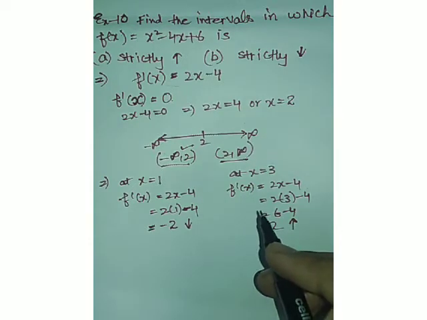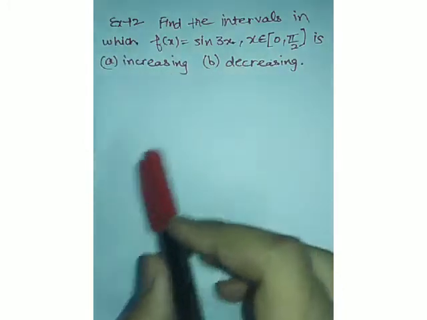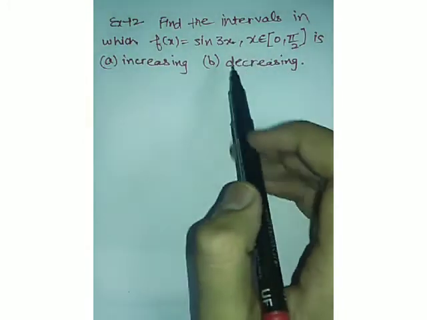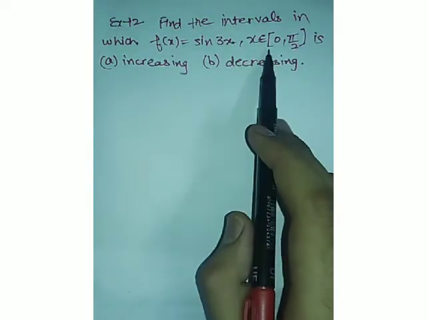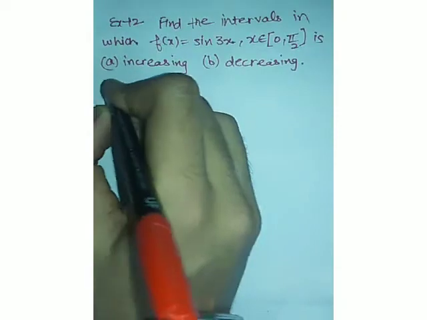So let's move to example number 12. This is our 12th example, in which again we have to find the intervals on which sin 3x, where x belongs to the closed interval [0, π/2], is increasing and decreasing.